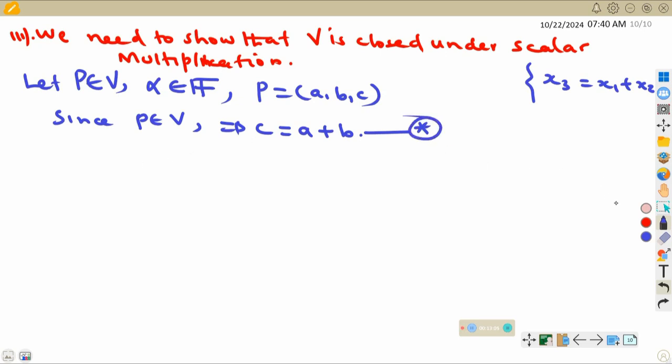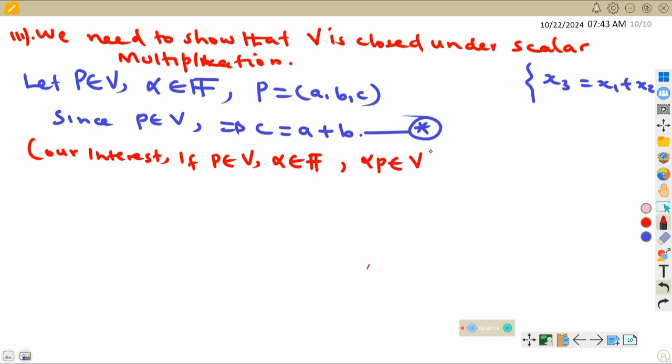So what is our interest? We need to show that if P is an element of V and you have alpha, which is a scalar, then alpha P is an element of V. This is what we are interested in. So in order to show that, you must talk about alpha P. What is your alpha P?